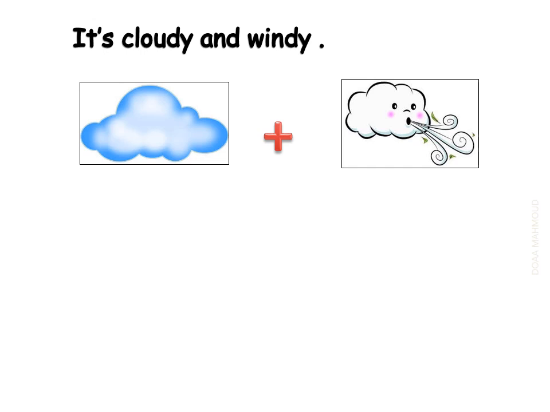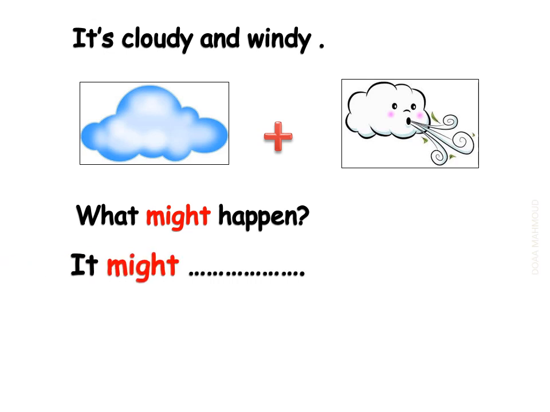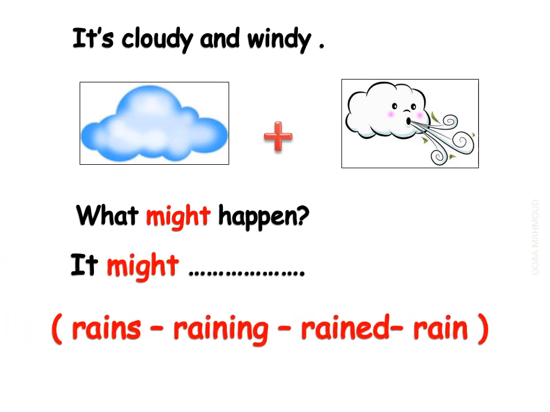It's cloudy and windy. What might happen? It might rain. It's cloudy and windy. What might happen? It might rain.